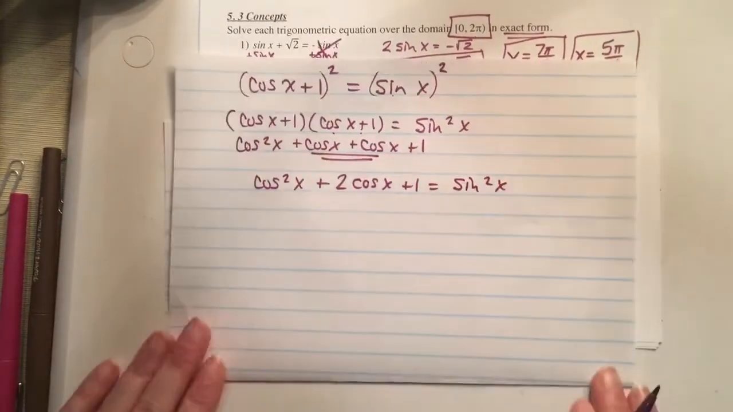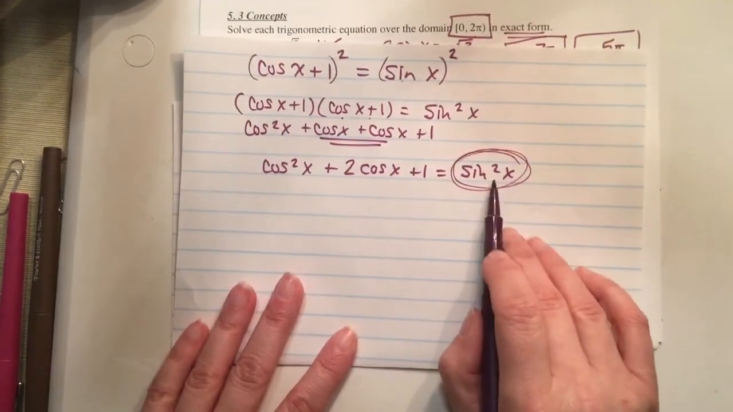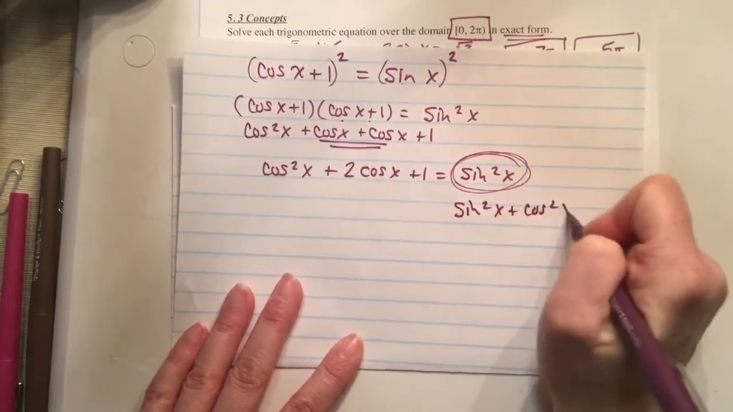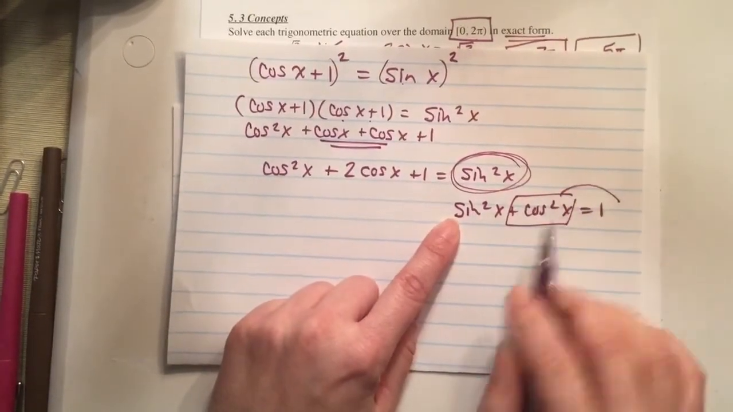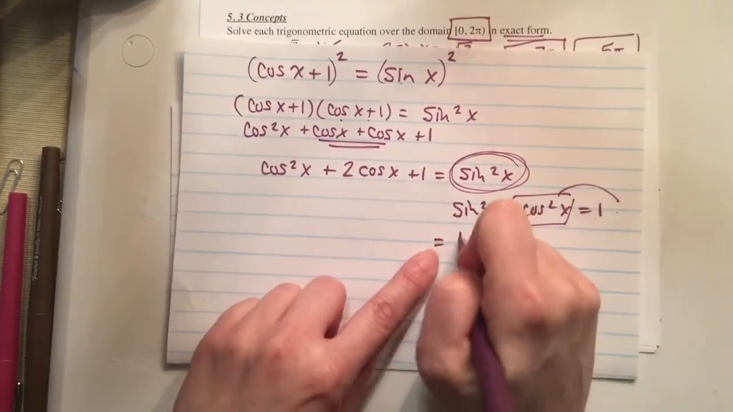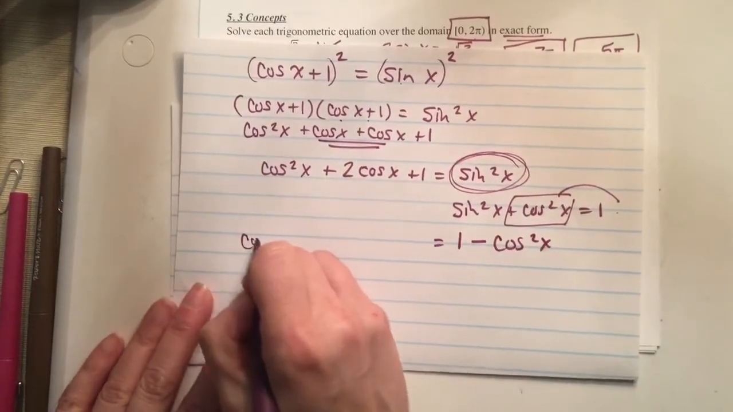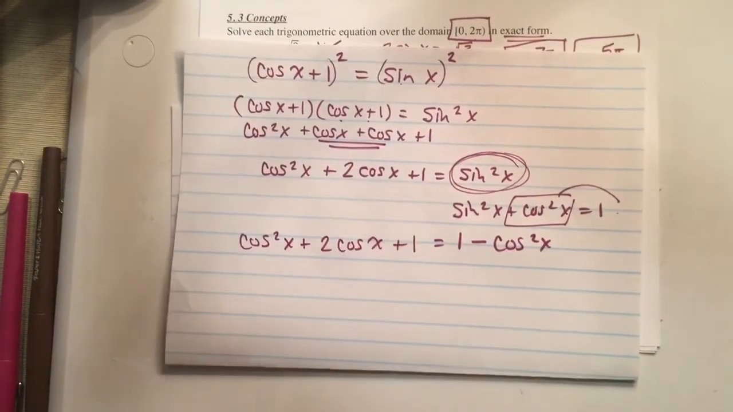Now you might be thinking, great job, Becker, we still have sines and cosines and we just did a lot of work. Yeah, I understand that. But now that this has a power of 2, I can use sine squared of x plus cosine squared of x equals 1. If I isolate this, meaning I take this cosine squared of x and minus it over, I can change my sine squared of x to 1 minus cosine squared of x. So I still have this side: cosine squared of x plus 2 times the cosine of x plus 1.